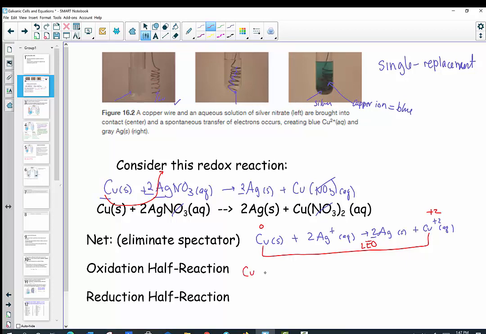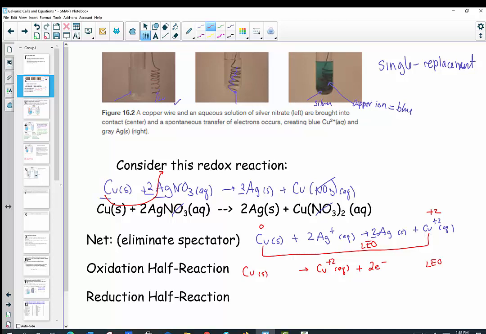So the half reaction for this oxidation would show elemental copper, and on the other side, aqueous ion of copper. And we know to balance this, we have to balance by both mass and charge. To the more positive side, I'll add 2 moles of electrons. There is the half reaction for the oxidation, the loss of electrons.